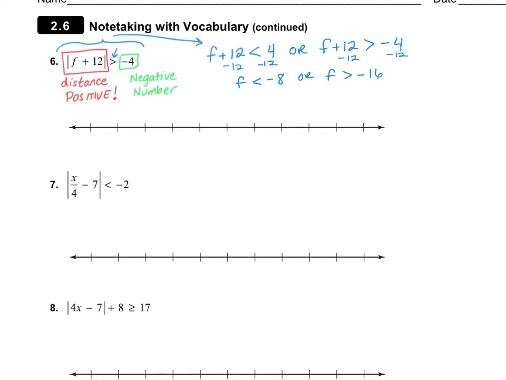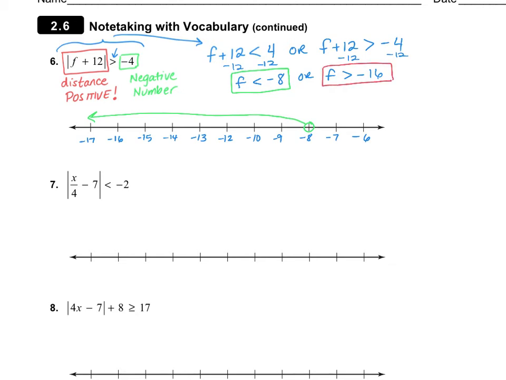So let's just think about that on a number line. So if I graph this one first, I'm going to do this one in green. F is less than -8. So we have -8 as an open circle and heading down. And then in red, I'm going to do the other one. F is greater than -16. So I have this one coming up. So normally we would think if this was an and, it would be everything in between, but be careful, it's an or. So that means that this is true or this is true.